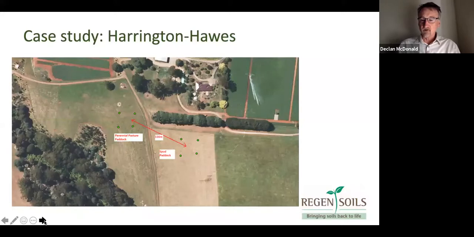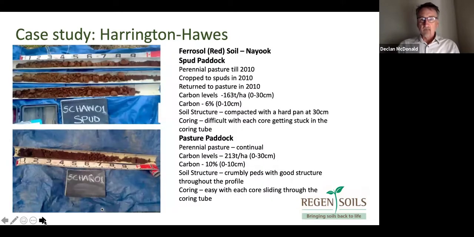This is not far from where I live. This is potato country, very different to Wimmera, but it serves to make a point. We've got 2 paddocks here that are 116 meters apart. One's a perennial pasture and the other is a spud paddock. The spud paddock was a perennial pasture until 2010. It was cropped for 1 year and then it was returned to pasture in the same year.